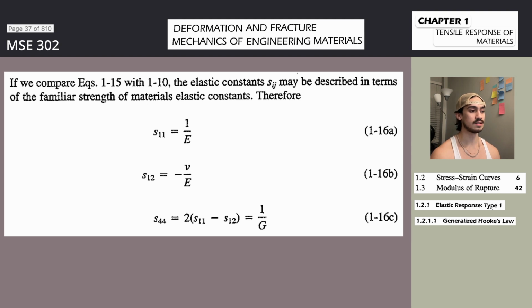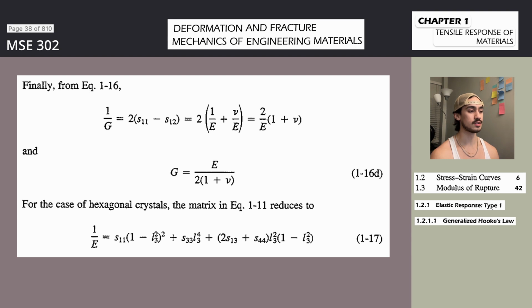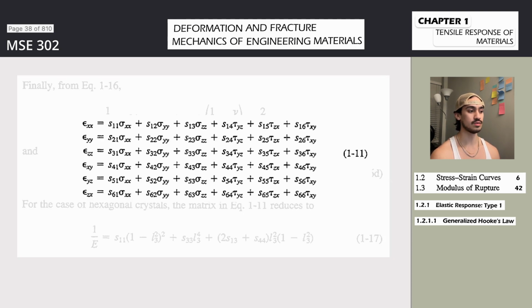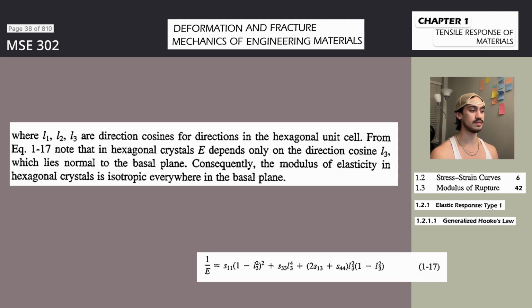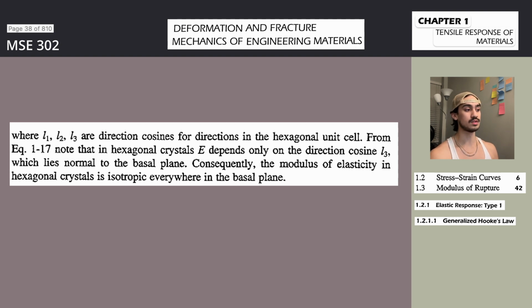Therefore, equation 1-16, A, B, C. Finally, from equation 1-16, we have the following expression, and we have equation 1-16b. For the case of hexagonal crystals, the matrix in equation 1-11 reduces to equation 1-17, where L sub 1, L sub 2, L sub 3 are direction cosines for directions in the hexagonal unit cell. From equation 1-17, note that in hexagonal crystals, E depends only on the direction cosine L sub 3, which lies normal to the basal plane. Consequently, the modulus of elasticity in hexagonal crystals is isotropic everywhere in the basal plane.